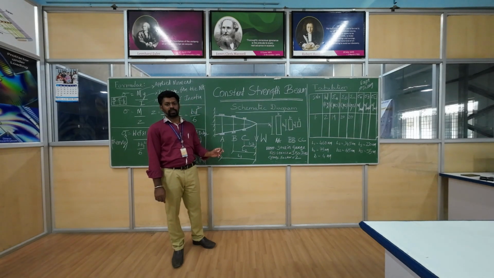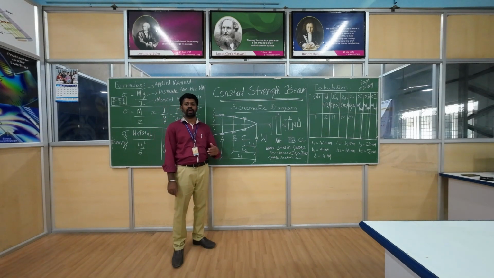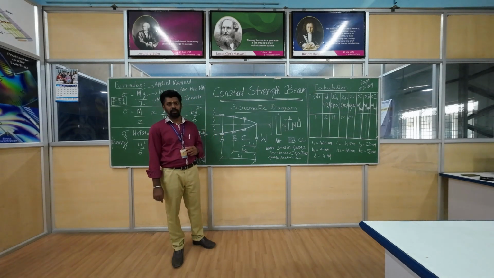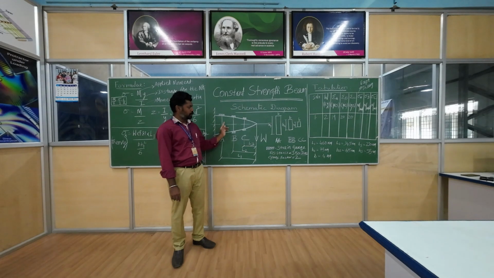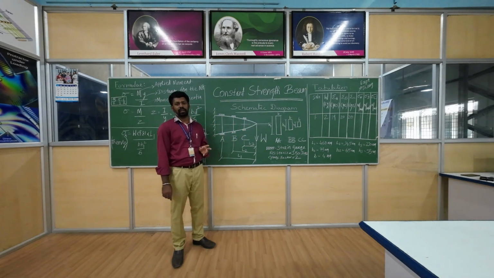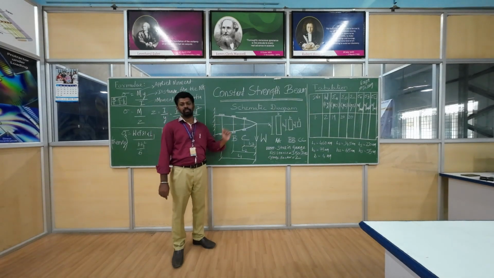So a constant strength beam is very easy to fabricate and it is used in anchor structures. That is where we need to understand the behavior of the constant strength beam. So in a constant strength beam, the section modulus keeps on varying with the applied moment. That is why we get constant strength across the length of the beam.